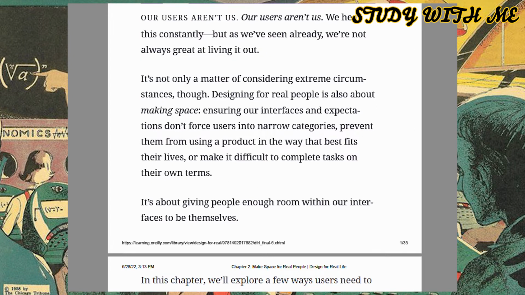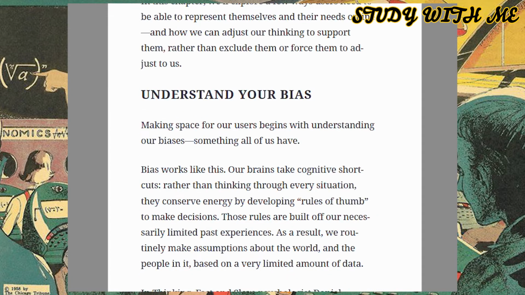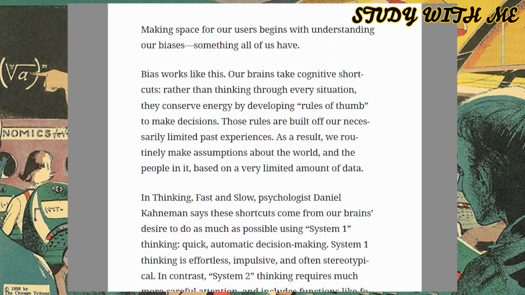Designing for real people is also about making space, ensuring our interfaces and expectations don't force users into narrow categories, prevent them from using a product in the way that best fits their lives, or make it difficult to complete tasks on their own terms. It's about giving people enough room within our interfaces to be themselves. In this chapter, we'll explore a few ways users need to be able to represent themselves and their needs online, and how we can adjust our thinking to support them rather than exclude them or force them to adjust to us.